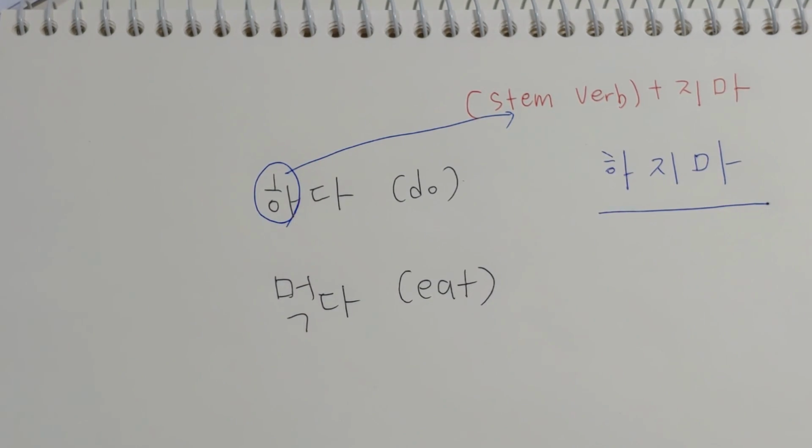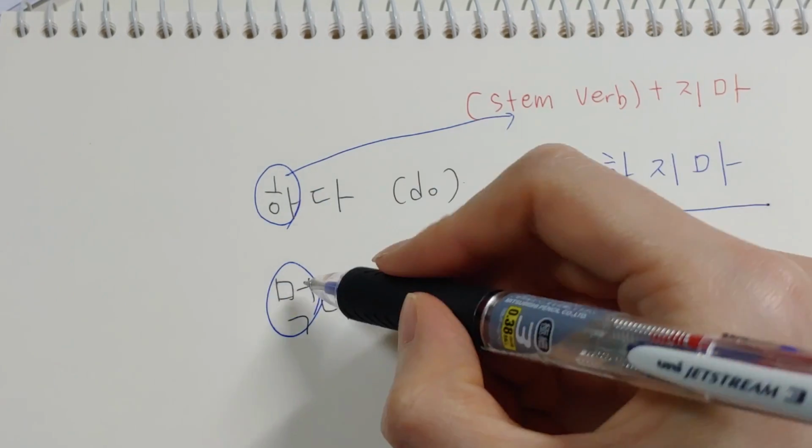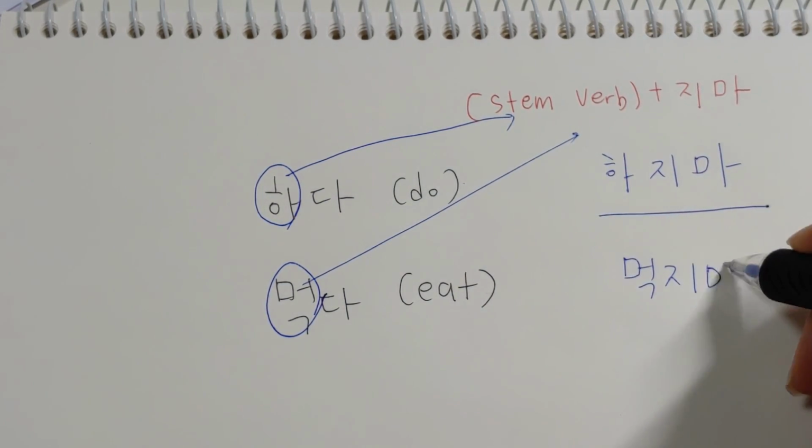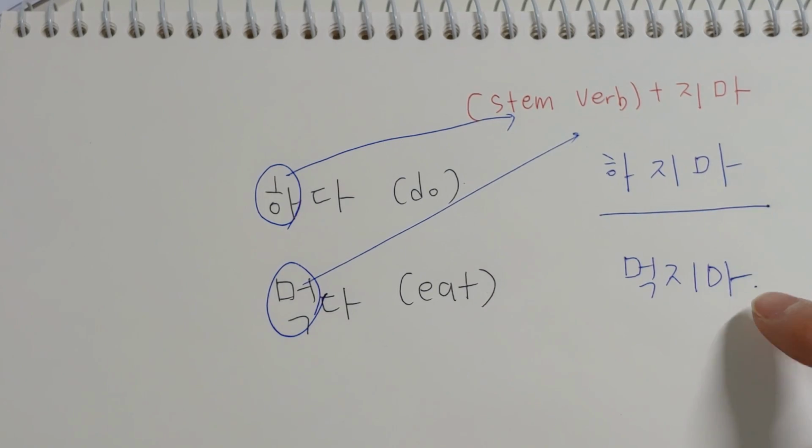And how about don't eat? Stem verb is 먹, right? So it becomes 먹지 마. Don't do it, don't eat.